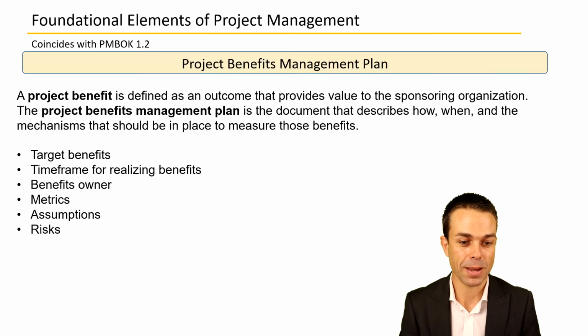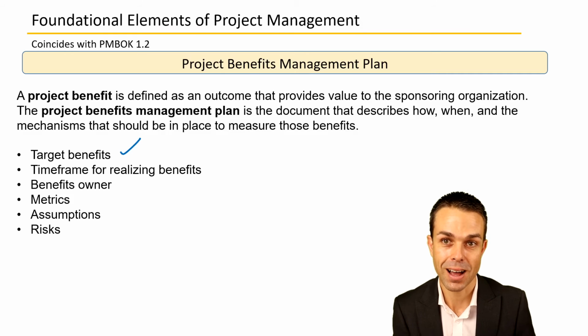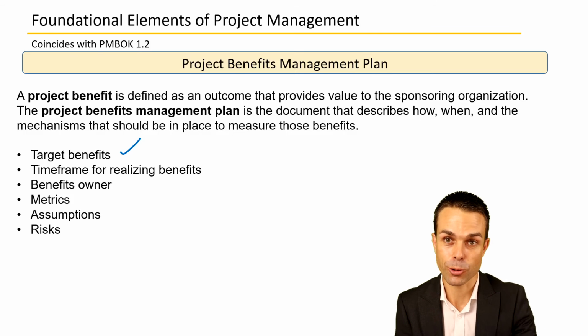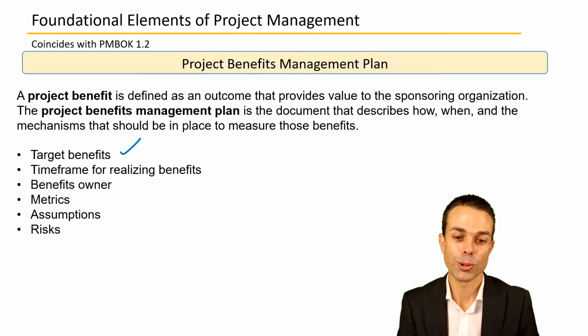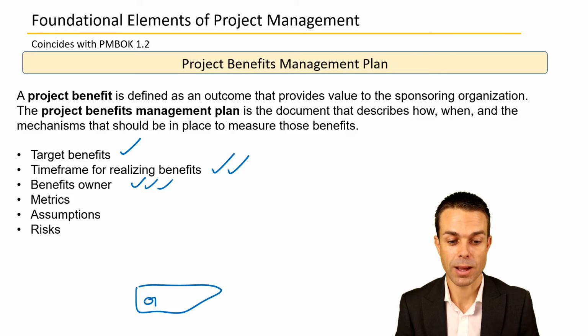How are we managing these benefits? We want to usually include what the target benefits are. As we said, whatever it is, an increase in this or decrease in that, include that in the project benefits management plan. We want the time frame for realizing those benefits. Is it a year? Is it 6 months? Is it 1 month? Who owns the benefits? This comes back to our BAU, our operations. What are the metrics that we're measuring?